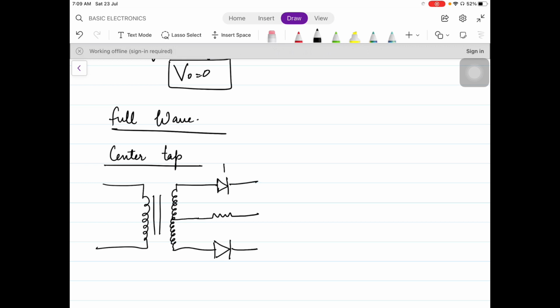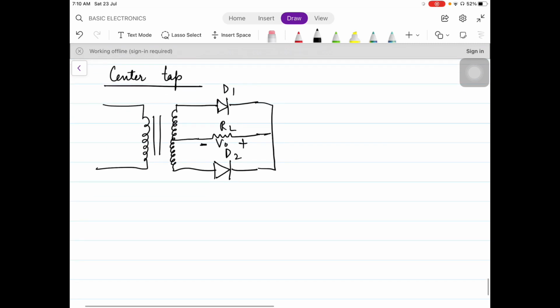Two diodes like this are connected, D1, D2, RL, V naught will be calculated over here. Polarity taken will be like this and like this. So you must have a transformer in the case of rectifier because you are going to convert AC into DC. So AC will only come from the transformer. All right, so we always need to have a transformer over here. Now during the positive, again, let's draw the input waveform first.